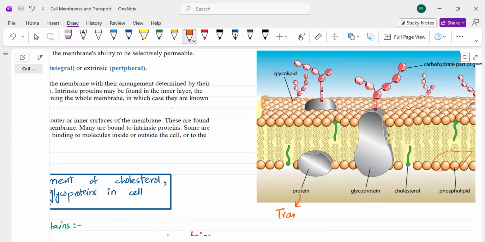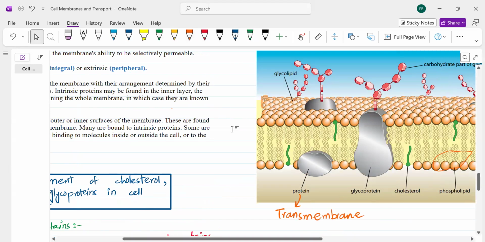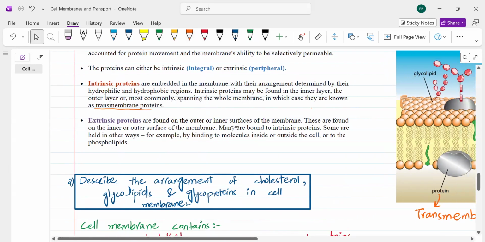They will be known as transmembrane proteins if they span. What is spanning? To move from one place to another within the membrane. I am talking about the intrinsic proteins.